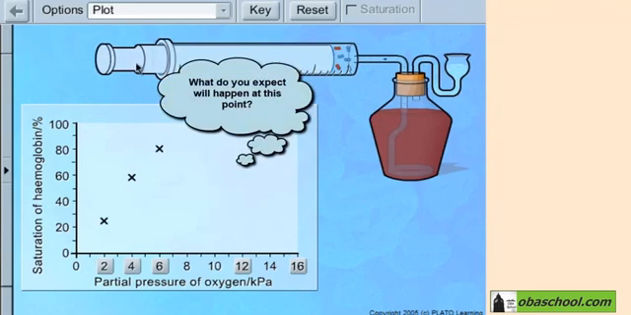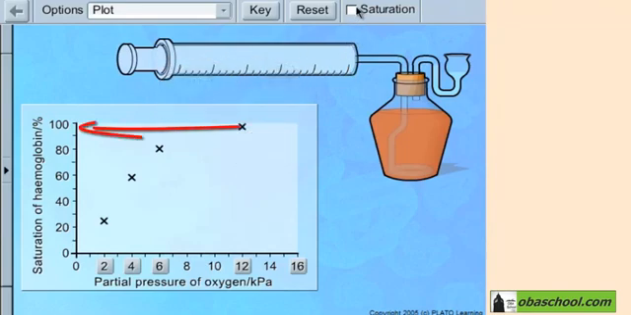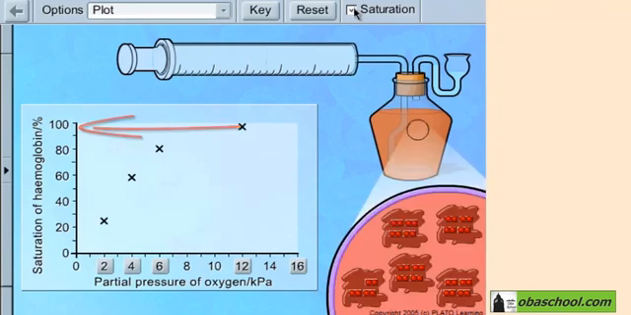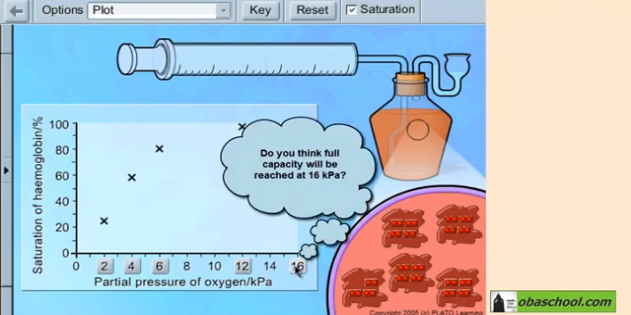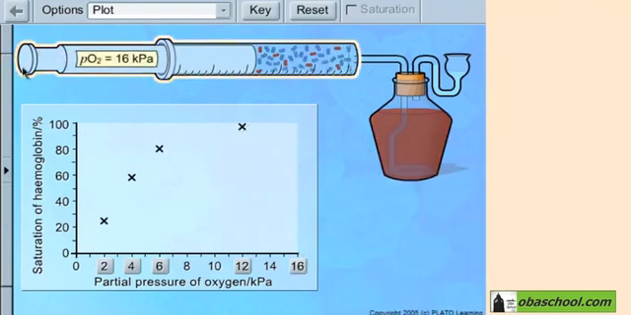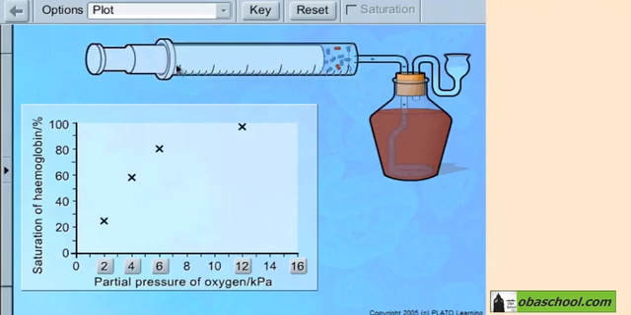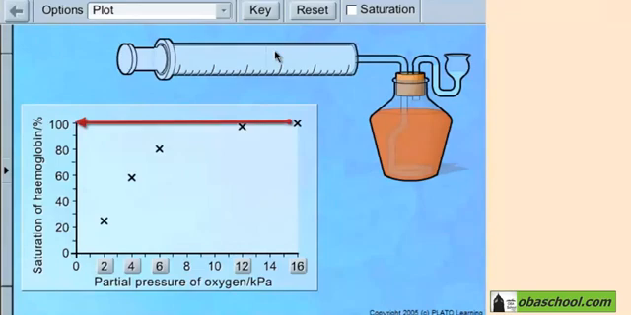What do you think will happen at this point? We are almost at 100% saturation. Almost all of the hemoglobin molecules are fully saturated with 4 oxygen molecules each, and the minority still have space for 1 oxygen molecule. So do you think we will reach full capacity at 16 kilopascals of partial pressure of oxygen? Well, let's find out. And the answer is yes, we reached 100% saturation at 16 kilopascals of oxygen.